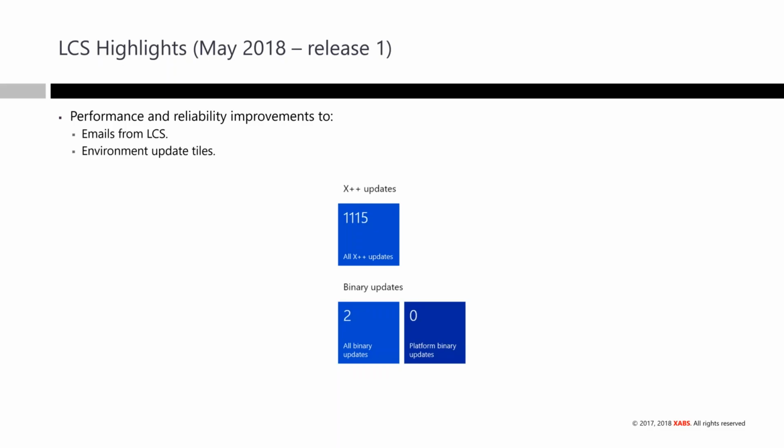So LCS updates. As has been custom lately, there have been 2 updates in May, so there were 2 releases. The highlights are performance and reliability improvements to the emails from LCS. The emails from LCS were not always being sent or arriving, or it was a little weird. It seems to have become more reliable.